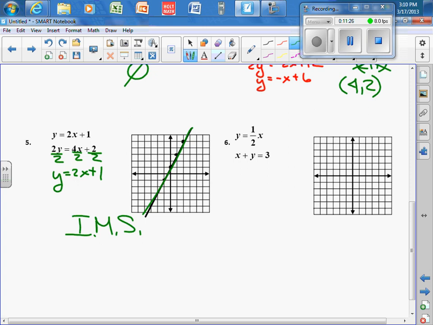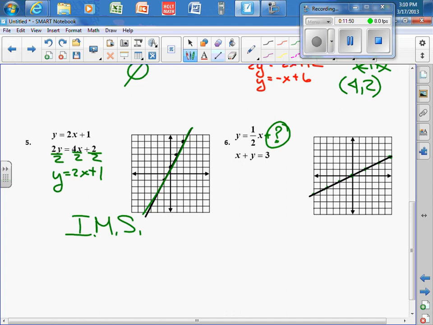In number 6, y is equal to 1/2 x plus what? This is our y-intercept. What's out there? 0, right? So we go to 0, rise 1, run 2, down 1, left 2, and follow this. Again, we're following this pattern all the way up, all the way down the page.